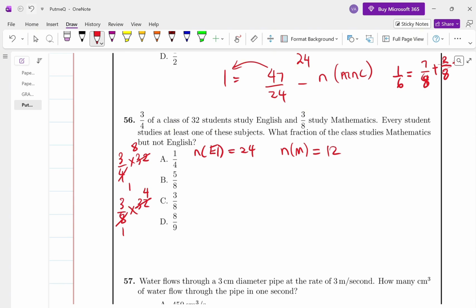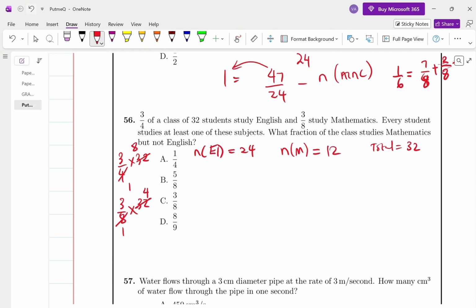Okay, so every student studies at least one of these subjects. So at least somebody must do one of them. What fraction of the class studies mathematics but not English? So, to start with, the total number of students here is 32. Total is equal to 32. That's what we can see.